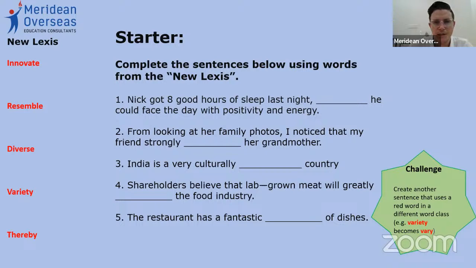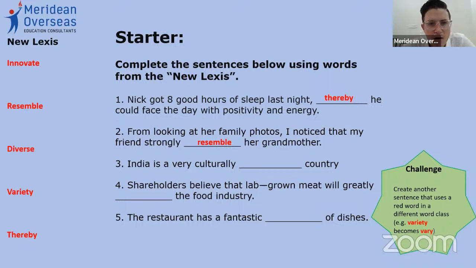Okay, we're going to go through the answers. So for number 1, Nick got 8 good hours of sleep last night. Thereby, he could face the day with positivity and energy. So remember, thereby sort of meaning as a result of something that comes before.